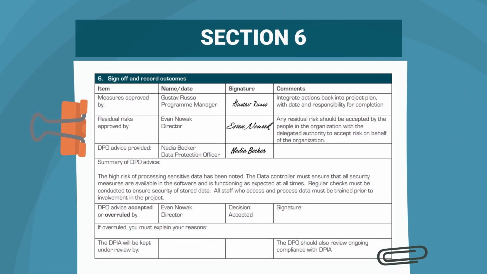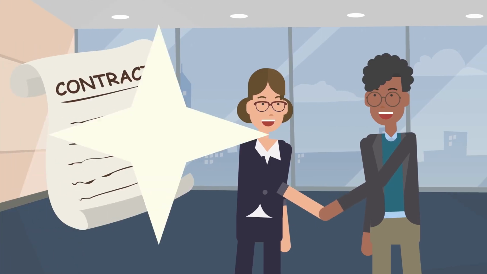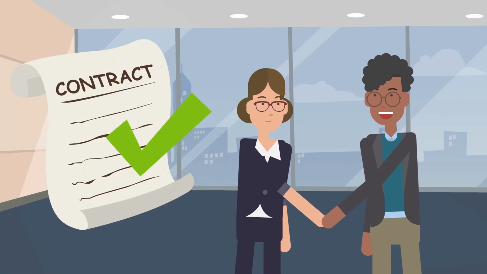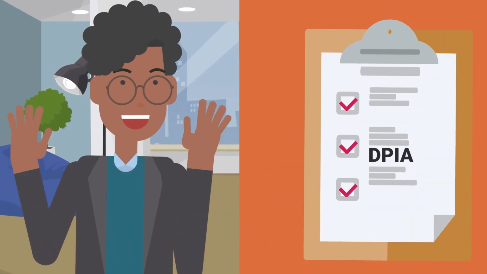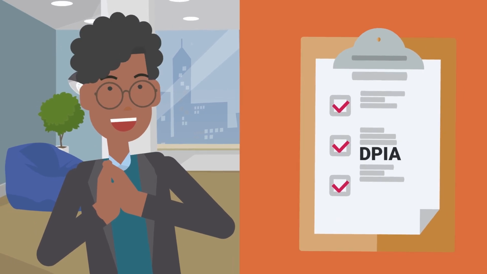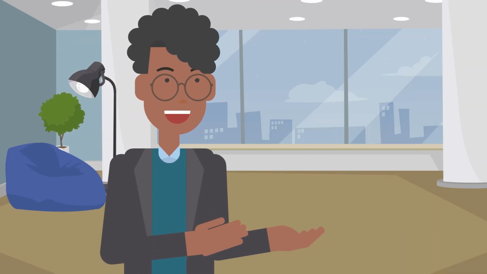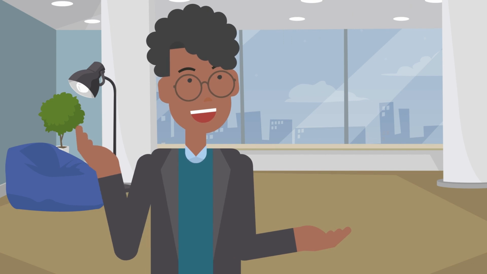To conclude the DPIA, Aid First secures stakeholders' sign-off on the residual risks and measures defined during the assessment. The DPIA will be monitored and reviewed periodically for accountability of those involved. The given example helped us visualize how to use a DPIA template. However, the DPIA process goes beyond filling out a document.